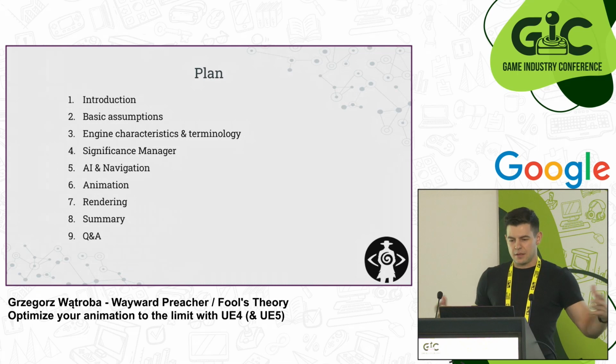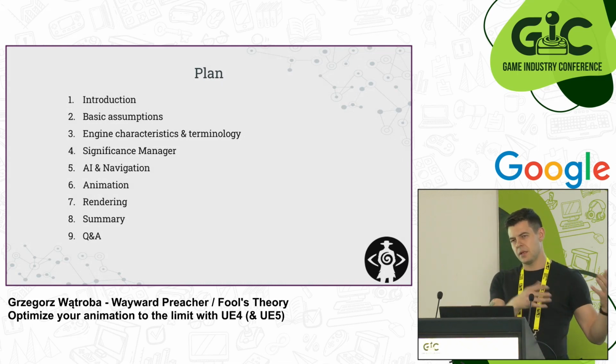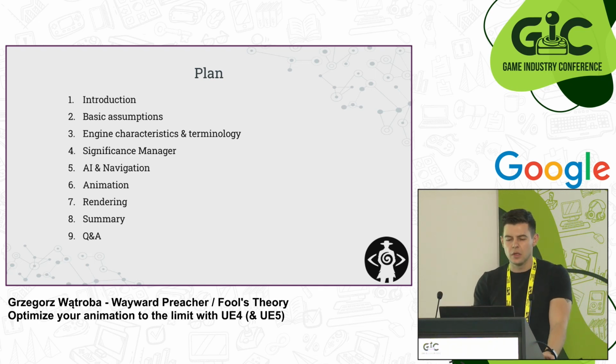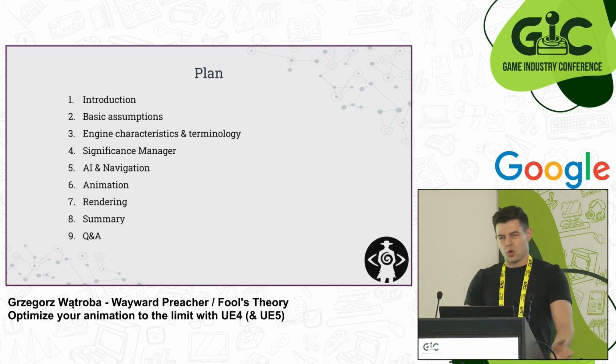So the general plan is to do some introduction, make the basic assumptions and state my main goal regarding the optimization stuff, and then talk a bit about the engine characteristics, then SignificanceManager, a bit about AI and navigation, then the core stuff, so the animation and rendering stuff. Then we'll do some summary, and there will be time for questions and answers.